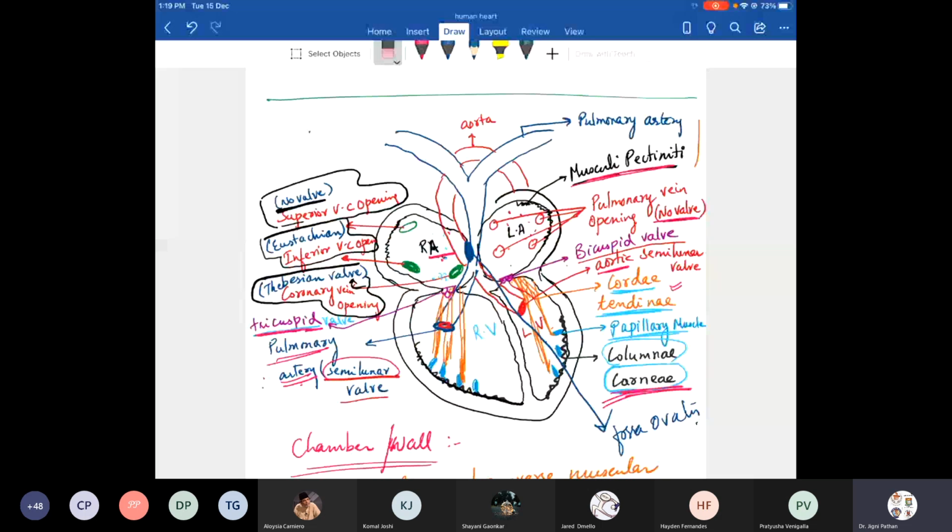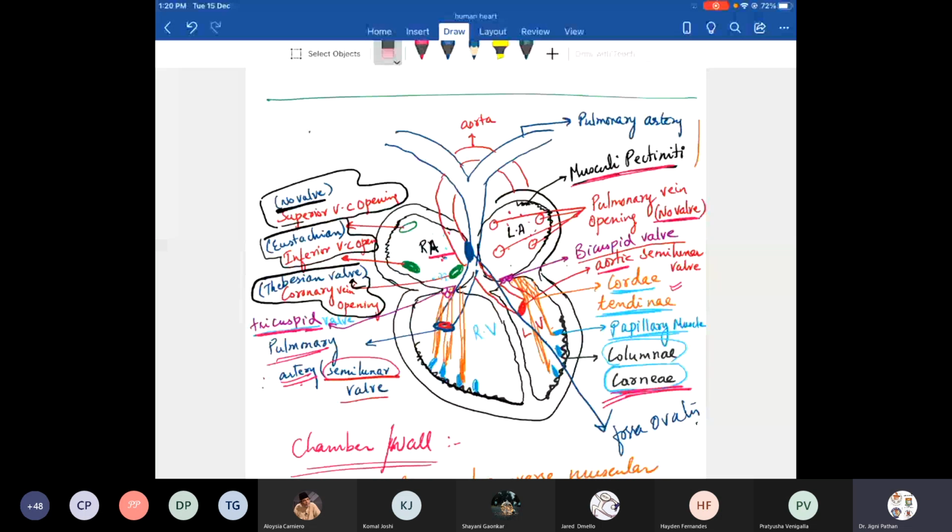That is the eustachian valve. The coronary vein also has a valve because it is present on the lower side. So there is a closing, a lid, that is called the Thebesian valve. So three vessels open into the right auricle: superior, inferior, and coronary. Among these, two have a valve, a lid, and the superior vena cava doesn't. These are the eustachian and Thebesian valves. Clear?